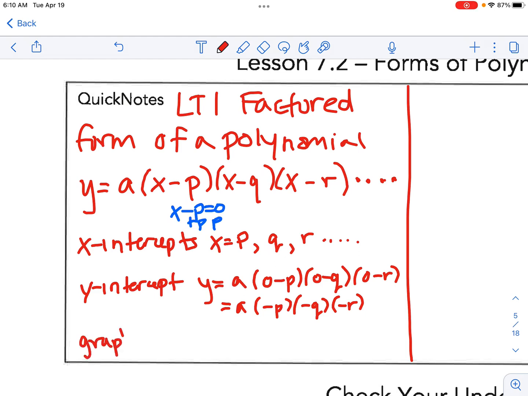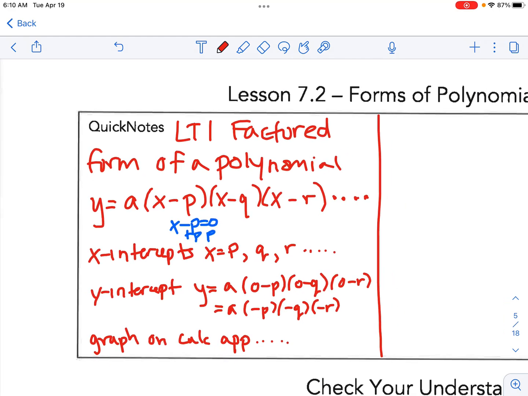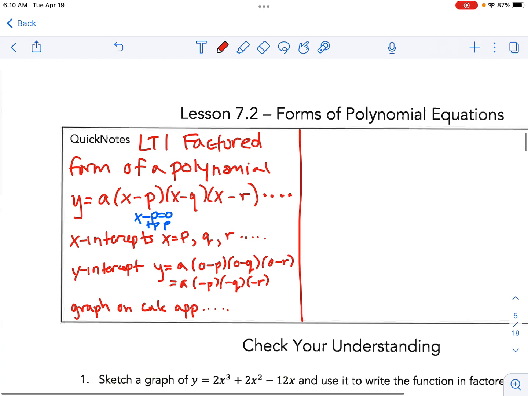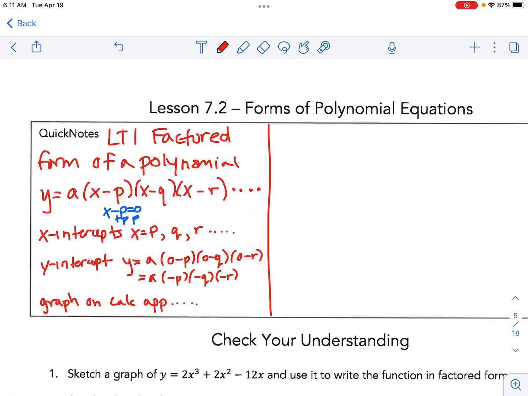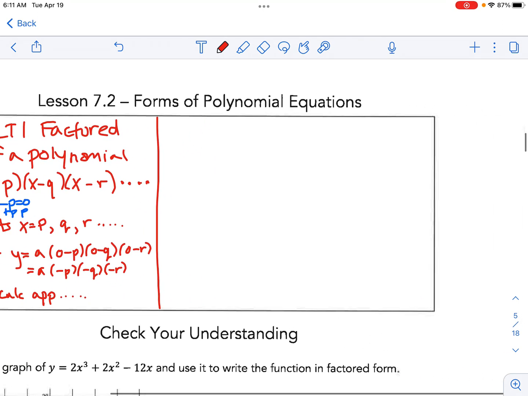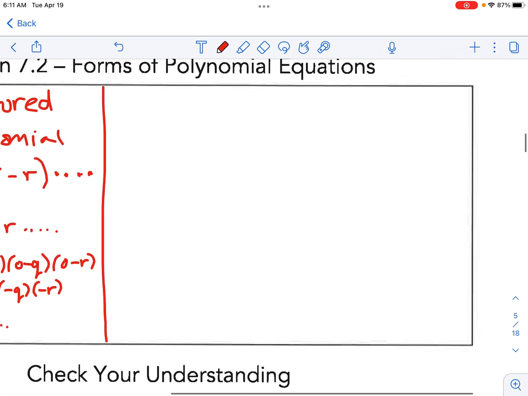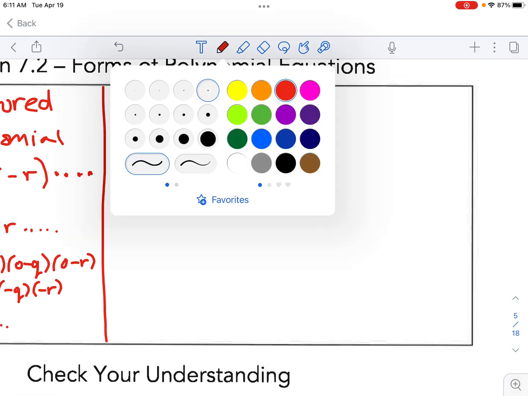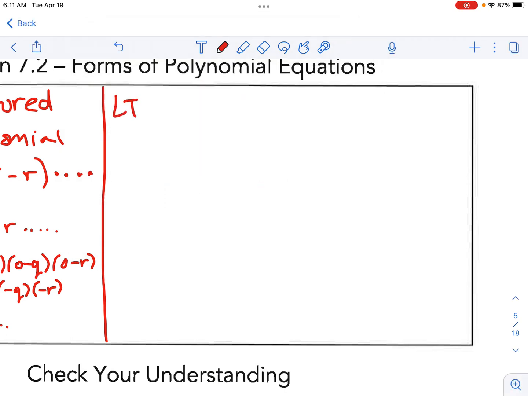And then what we would do, if we had this in factored form, is graph on the calculator app, just so that we're going up and down on the ends in the right direction. And that up and down on the ends is connected to that a value. If you remember, if a was negative, we had quadratics that were opening downward. With higher order polynomials, it's a little more complicated to figure out what the ends are doing. We're going to get to that in the next section. We're going to really rely on our graphing calculator today for this section.